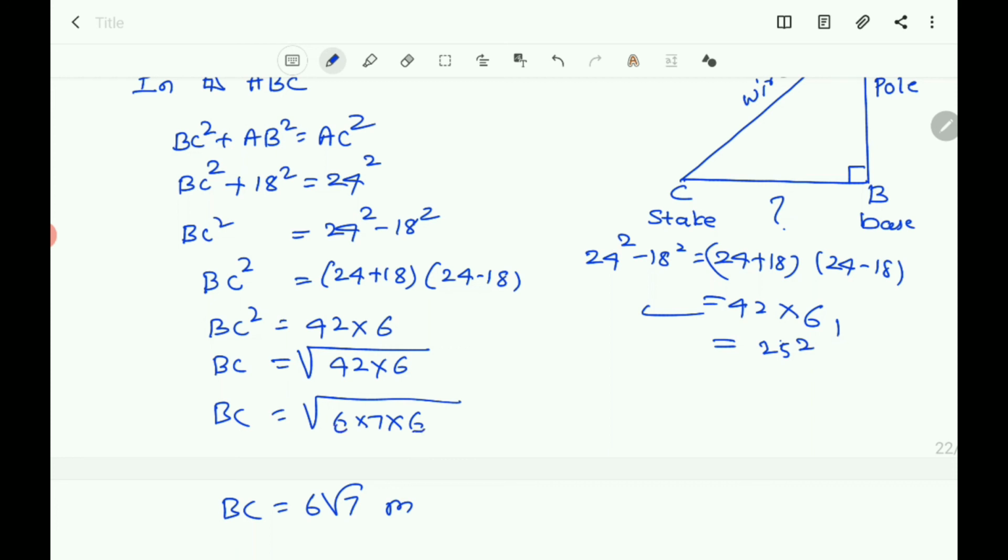So what is the distance between the base of the pole and the stake? The distance between the stake and the base is 6 root 7 meter. And if there is a doubt here, 6 into 6 is 6 square, so 6 square into 7.